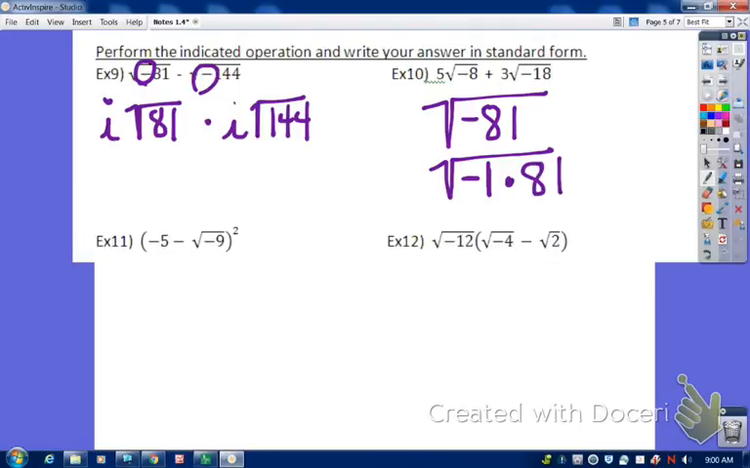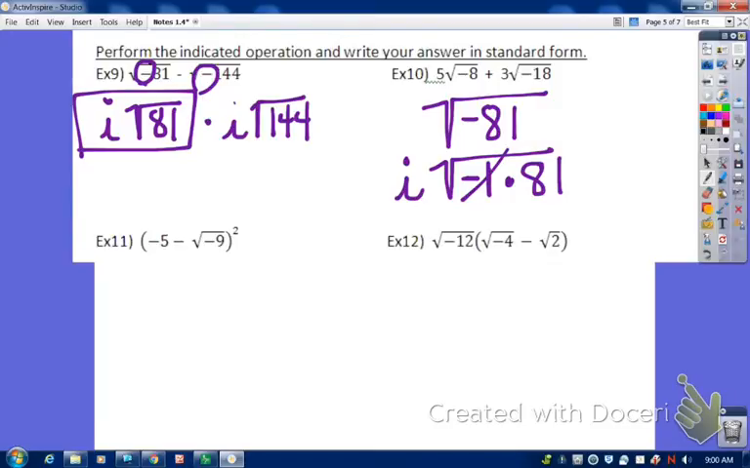Okay, so negative 81 can be thought of as negative 1 times 81. And the square root of negative 1 is what? i. And that's how I'm getting i square root of 81. I don't want you to ever take the time to do negative 1 times 81. You just need to know that anytime there's a negative underneath the square root, it needs to come out as an i. That's how you start the problem.